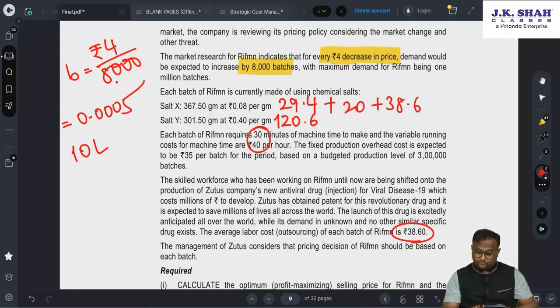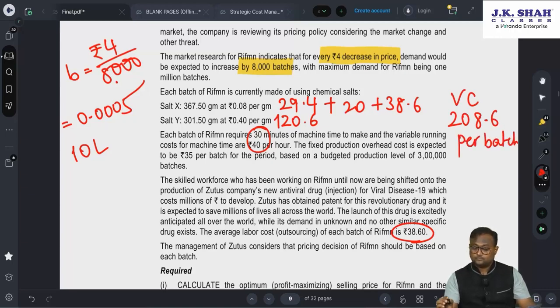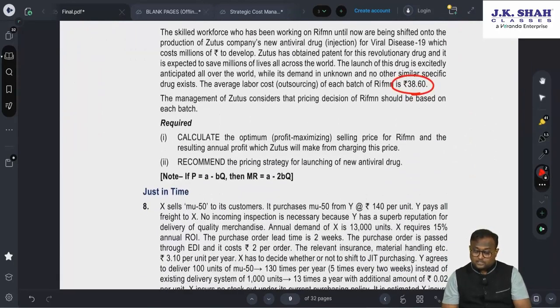So, let me first calculate the variable cost of this product. Variable cost is 208.6 per batch. Fixed cost we don't consider because it is not a per unit cost which is incurred. Calculate optimum selling price and resulting the annual profit which we'll make from changing this price.